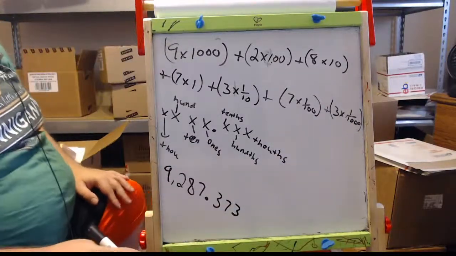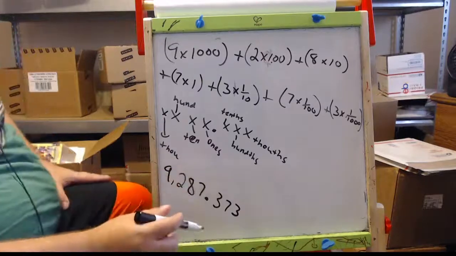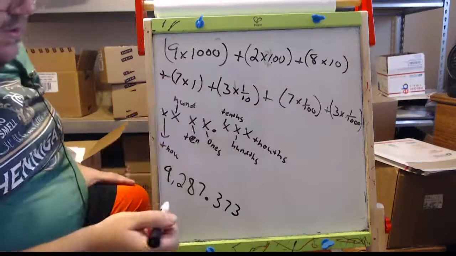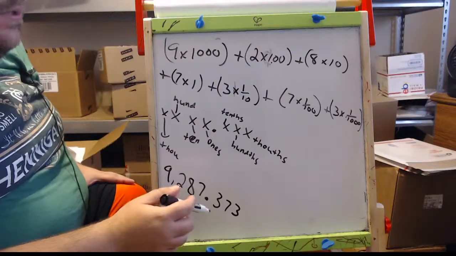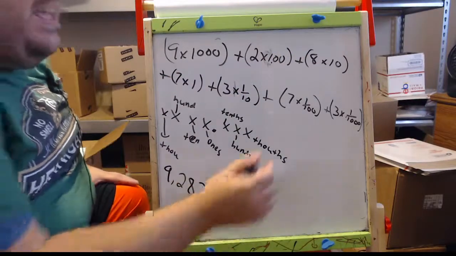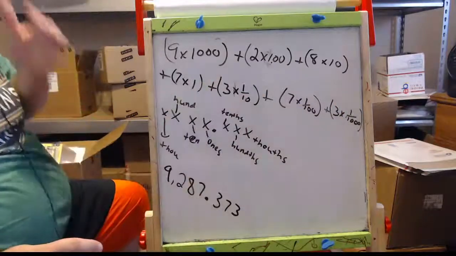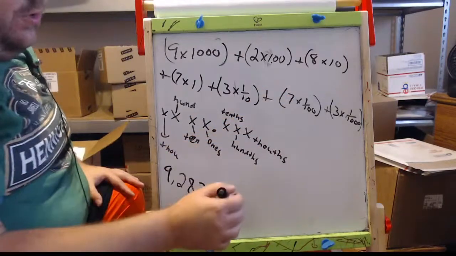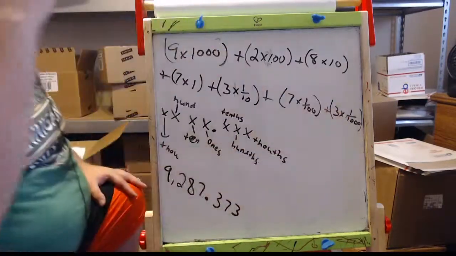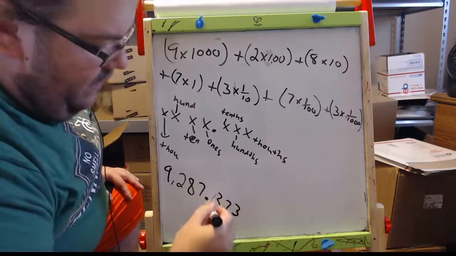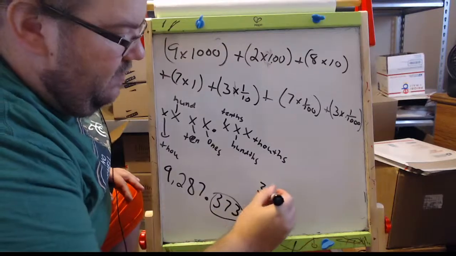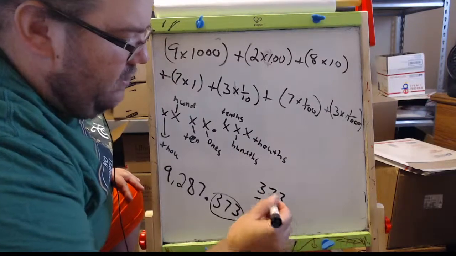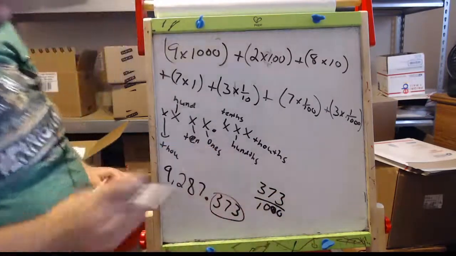So if I were reading this number, it'd be 9,287 and 373 thousandths. So the 3 is in the tenths spot, the 7 is in the hundredths, the 3 is in the thousandths. If we wanted to write this as a fraction, it'd be 373 over 1,000, because we go all the way out to the thousandths mark there. Okay?